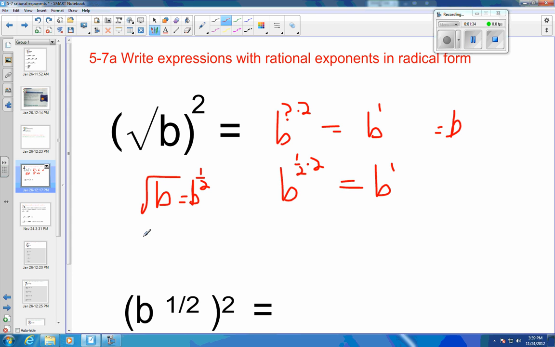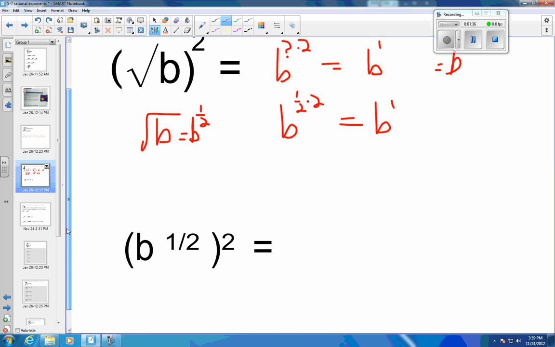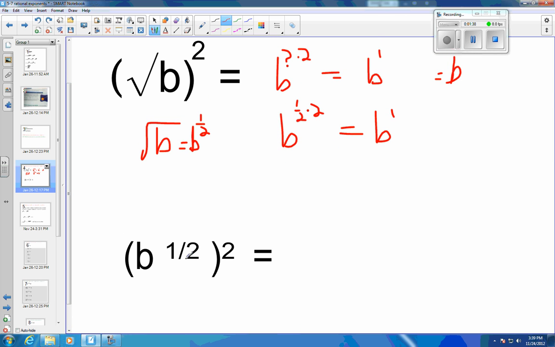Let's look at another way to look at the same problem. If b were to the 1/2 power and squared, that would again be b to the 1/2 times 2. When you take an exponent to an exponent, you multiply, which is equal to b to the first, which is equal to b.